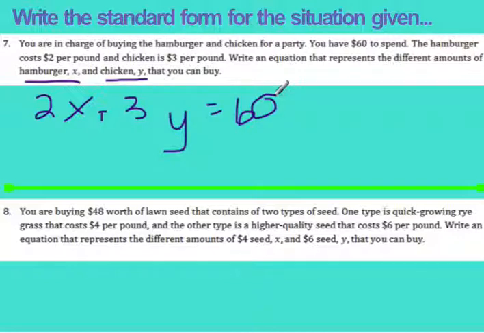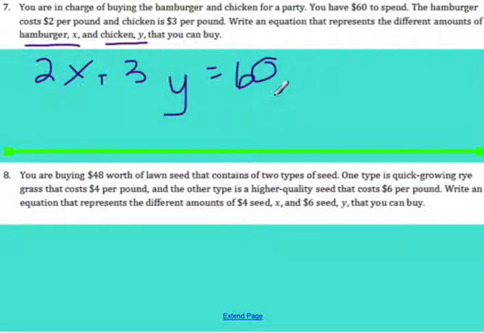Next, let's go ahead and take a look at number 8. So for number 8, you are buying $48 worth of lawn seed that contains 2 types of seed. One type is a quick-growing ryegrass. Ryegrass is going to be represented by X. The other is a high-quality seed. So that's going to be represented by Y. So now we want to write an expression, okay? So let's take a look.